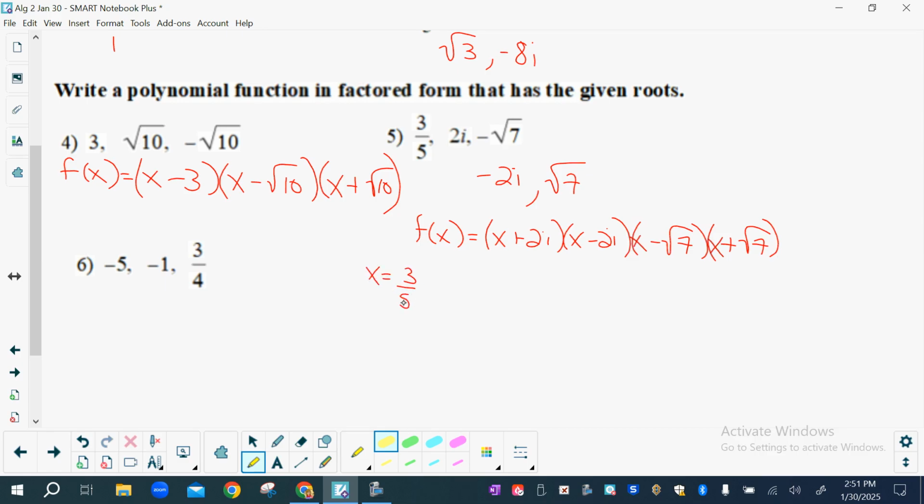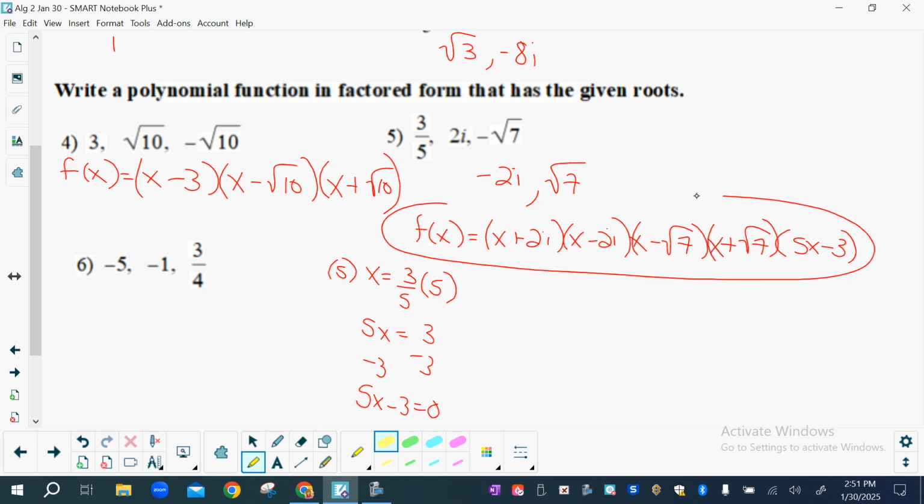What would we do first? 5x minus 3. Good. So we get 5x equals 3. If you can do that in your head, that's fantastic. So 5x minus 3 is the last factor. Does that make sense? Okay, what about for number 6? Any additional roots on number 6?